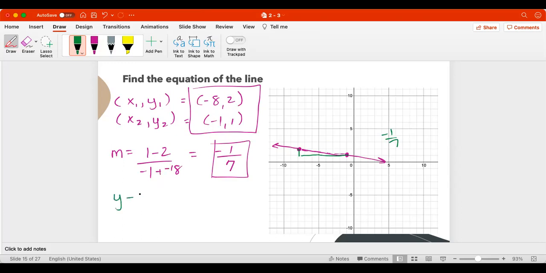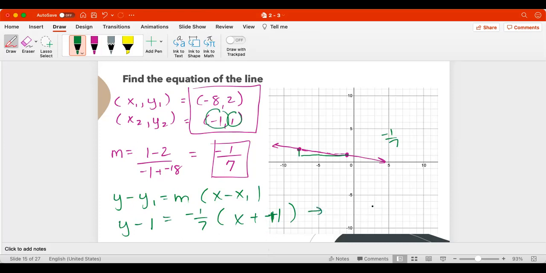So y minus y1 is m times x minus x1. So I'm going to go with this -1, 1 point, and we say y minus 1, because that's the y value, is equal to -1/7 x minus a -1 for this one. And I'm going to put plus here, because I don't like that negative. So simplified, we have y minus 1 is negative 1/7 x plus 1.